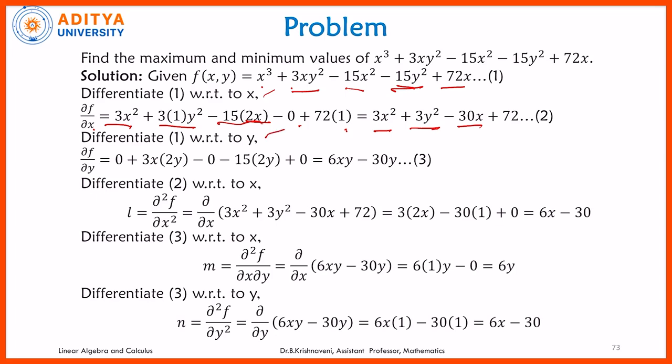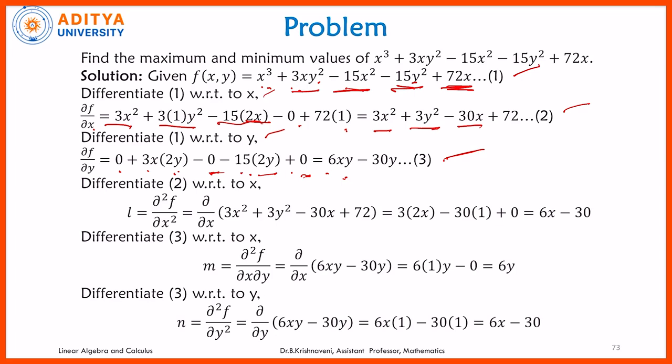Here x is constant, so x cube derivative is 0, 3x, y square derivative 2y, minus 15x square constant is 0, minus 15 into y square derivative 2y, plus 72x again constant is 0. Therefore, this will be equal to 3x into 2y is 6xy, minus 15 into 2, 30y. Let it be equation number 3. So here equation 1 is the given equation, dou f by dou x is equation 2, and dou f by dou y is equation number 3.